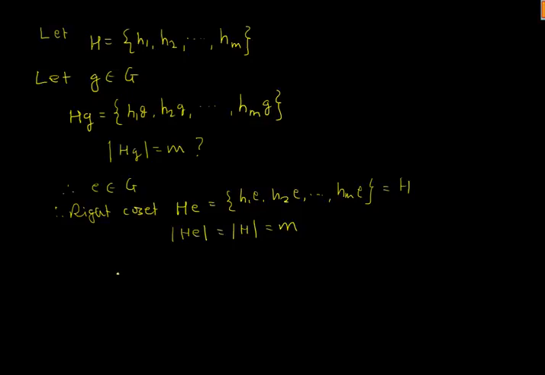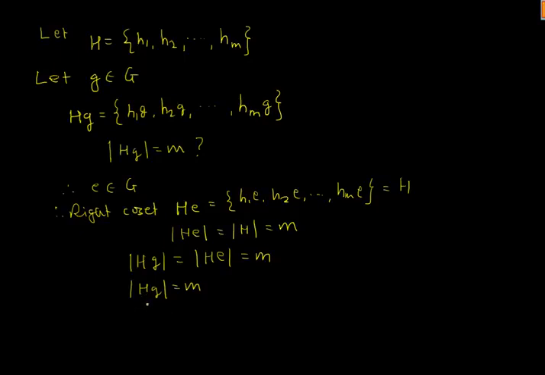There is one-to-one correspondence between any two right cosets of H in G. It means the cardinality of every right coset of H in G is the same, and therefore the cardinality of this right coset Hg is equal to the cardinality of this right coset, which is nothing but m. Hence we have proved that the cardinality of Hg is equal to m, and that's why this right coset Hg definitely contains m elements.